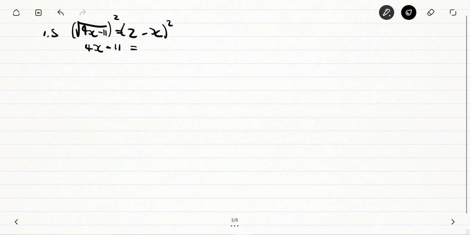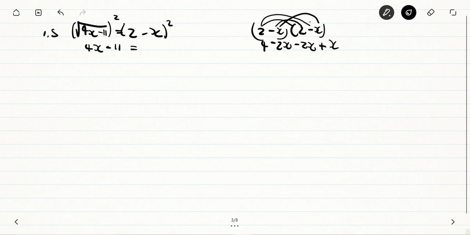2 minus x to the power 2 is the same as 2 minus x multiplied by 2 minus x. And 2 times 2 is 4. 2 times negative x is negative 2x, and negative x times 2 is negative 2x, and negative x times negative x is positive x squared. So this can then be put on the right as x squared minus 4x, because negative 2x and negative 2x are negative 4x, plus 4.